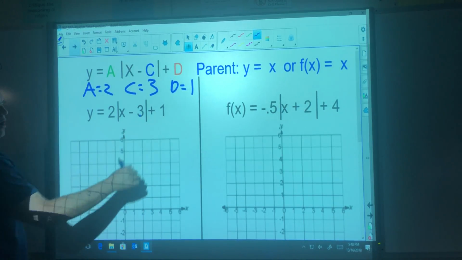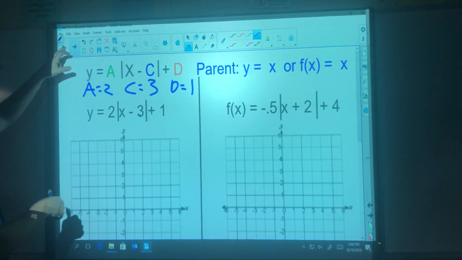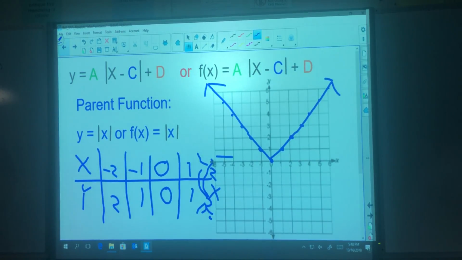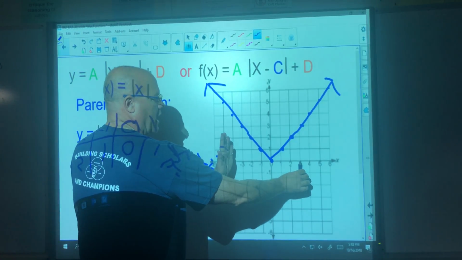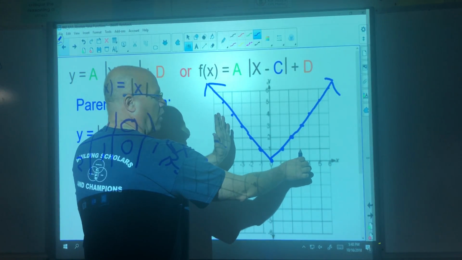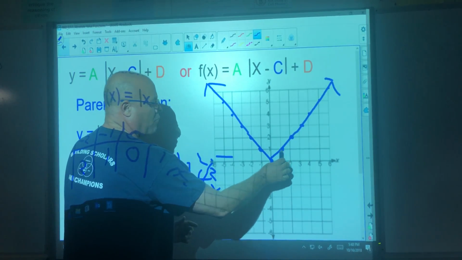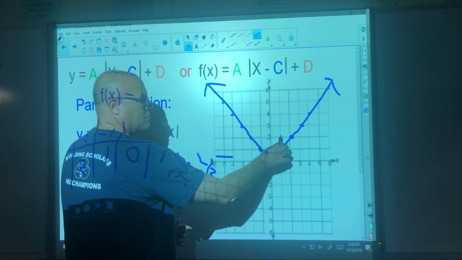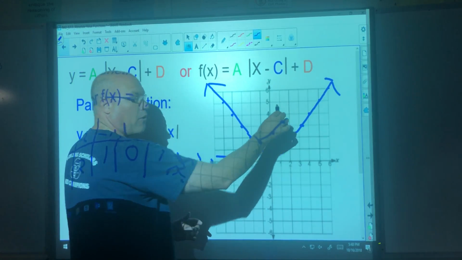And the d value is 1. It means it's going to move it up 1. So if we go back and look at our original parent graph, what I know is this graph is going to go 3 to the right. It's going to go up 1. But then it's going to stretch. So again, instead of going over 1 up 1, it's going to go over 1 up 2. Instead of going over 2 up 2, it's going to go over 2 up 4.